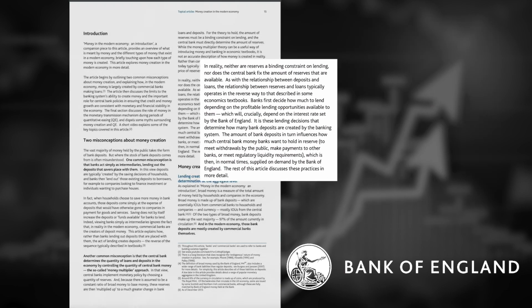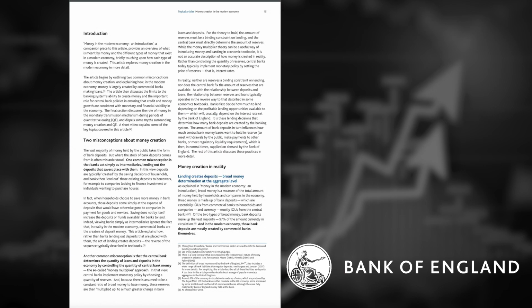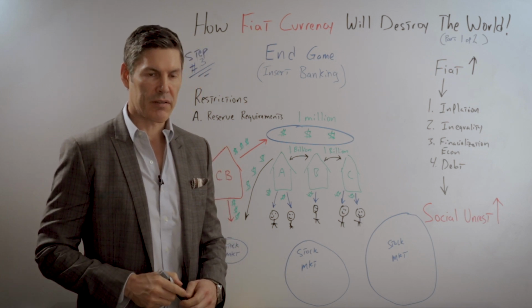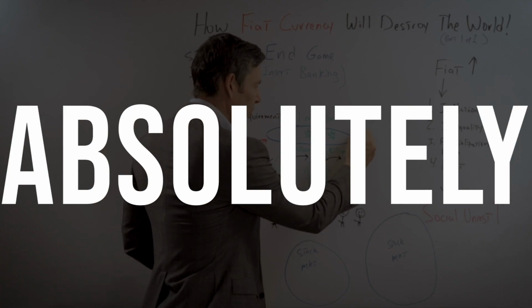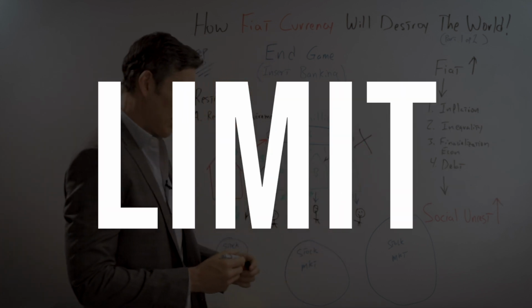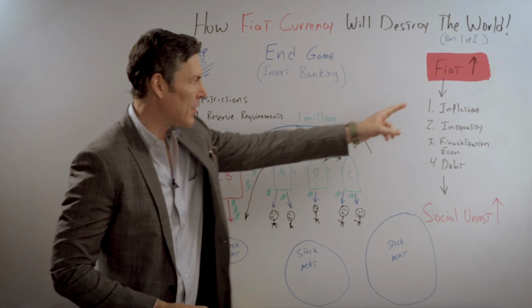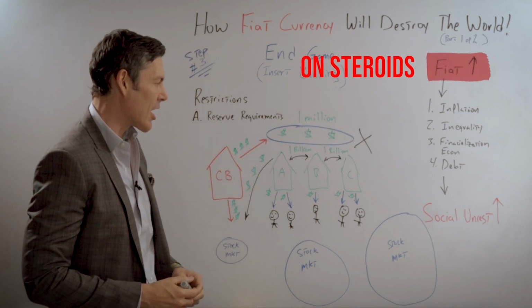And I want to make sure that you understand that very well. What they're saying is the bank first and foremost creates a loan, and then the central bank gives them however much they need in reserve to cover that loan. So if what the Bank of England is saying is true, there is absolutely no limit on the amount of money that the banks can create. It's fiat currency on steroids.